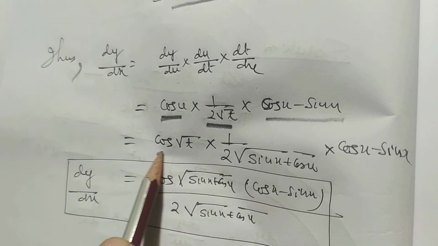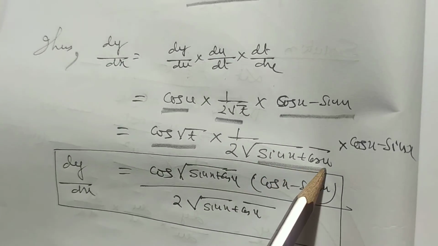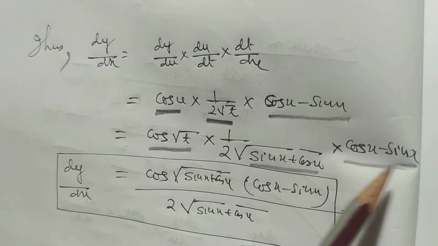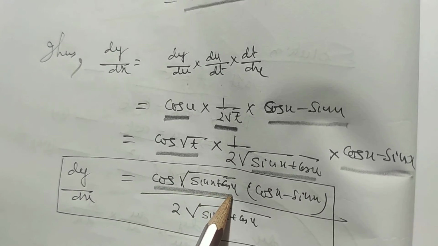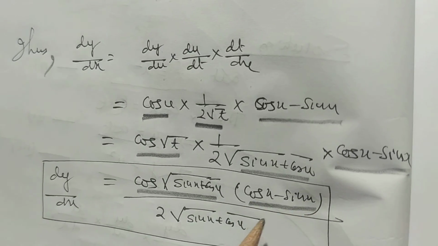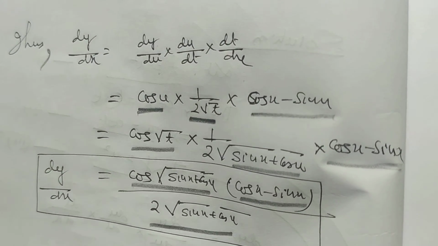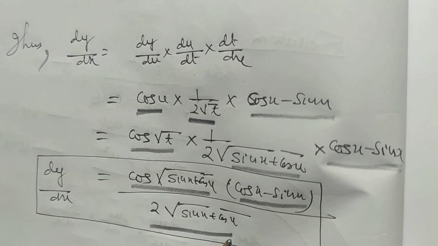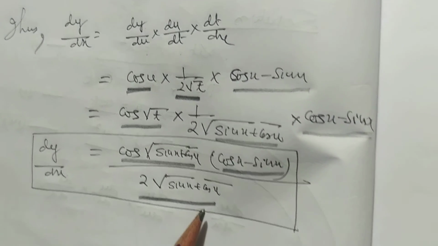So cos of root t, half, square root of sin x plus cos x, into (cos x minus sin x). So dy by dx is equal to cos of square root of sin x plus cos x, into (cos x minus sin x), divided by 2 root sin x plus cos x. So in this way we can solve this problem.